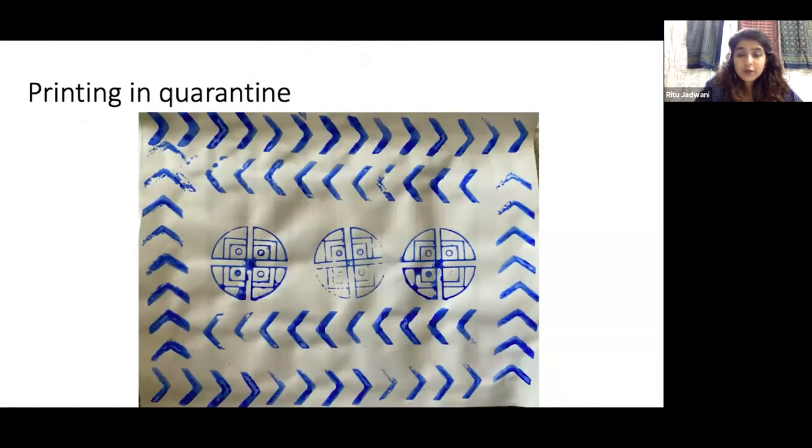So let's look at what I've been doing while I was in quarantine when I was in the United States. I had some blocks with me and thus I started printing. Seen here are the classic medallion and chevron or the arrow blocks.